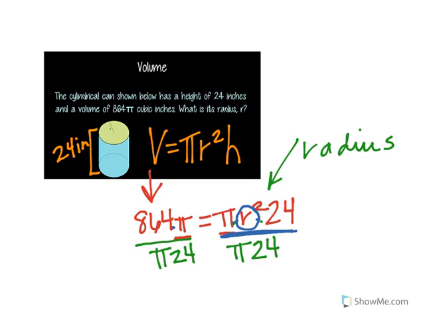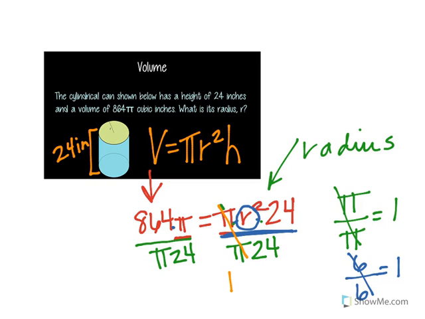Because up here they're being multiplied, but when you divide by something, like pi divided by pi, that would equal 1, and those would cancel out. The same thing if you divide 6 divided by 6, that would equal 1. So you would cancel out pi, and you would cancel out 24, because that would just equal 1, and you'd be left with r squared on this side. Because 1 times r squared would just give you r squared.